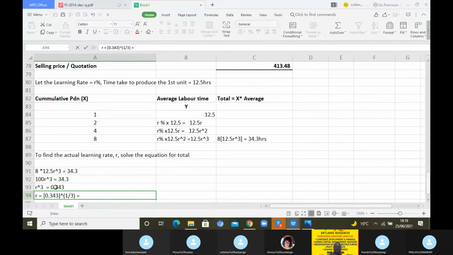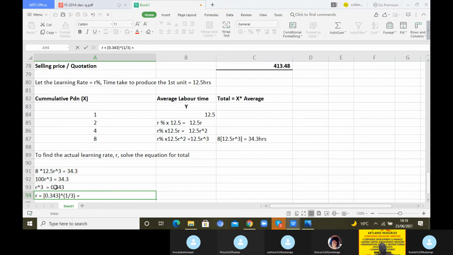Can you solve it and type the answer in the chat? Solve it for your sake, guys. I don't have my calculator with me. Solve it and type the answer in the chat. R equals 0.343 to the power 1/3. What do you get?